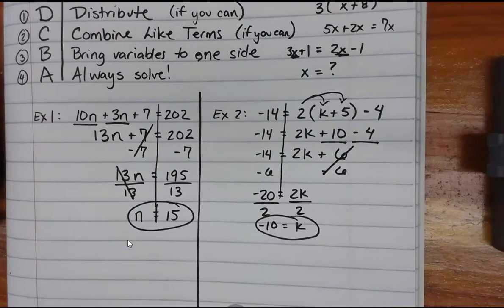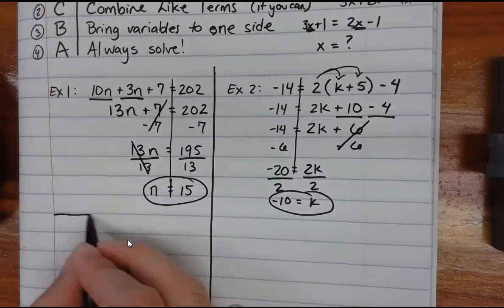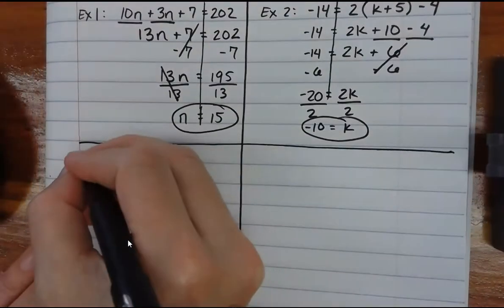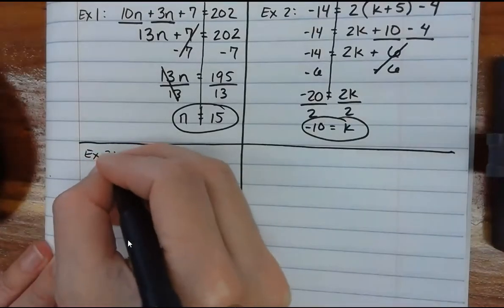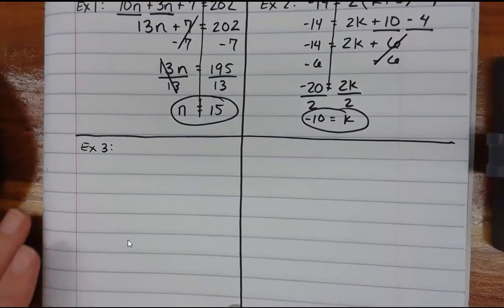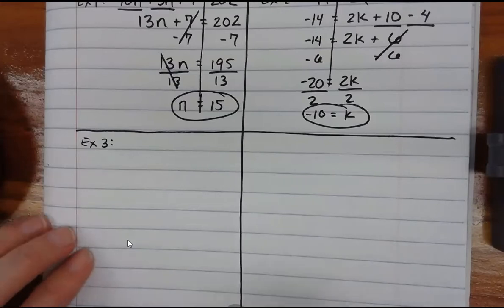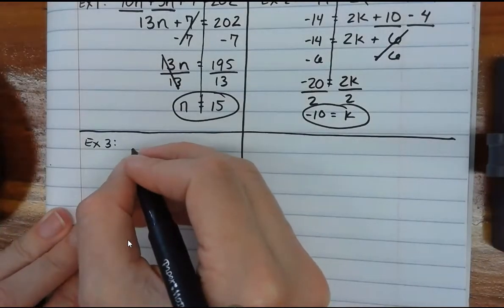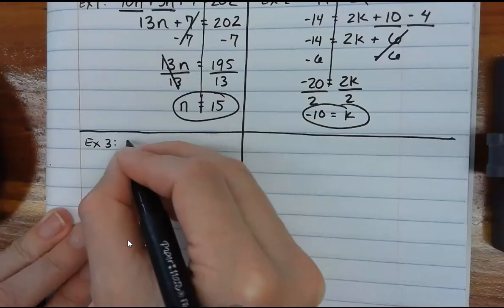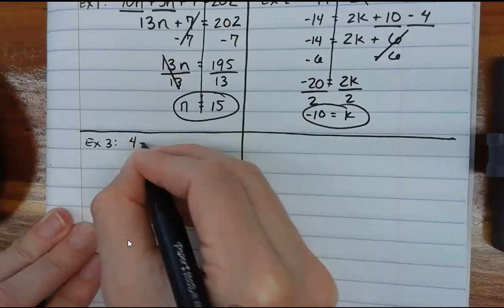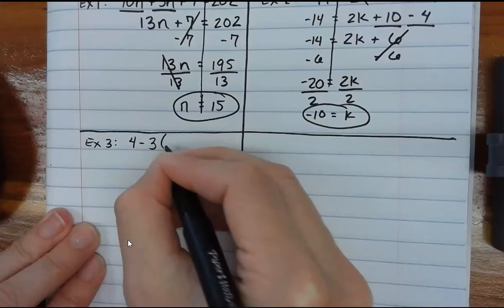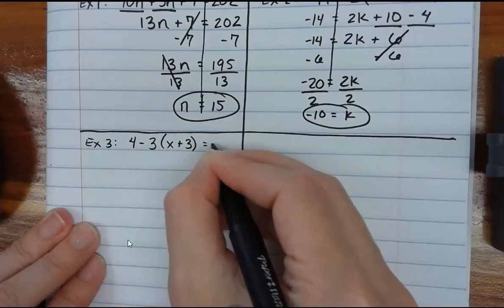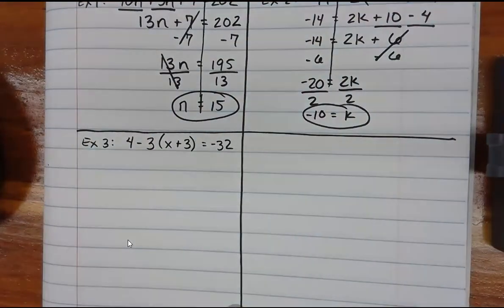All right. So let's go ahead and chop off those examples, and we're going to do example number 3 down below here. Remember, we want room for 5 examples. I hope we'll be able to fit them on here. So example number 3 is going to be a problem that looks like this. We've got 4 minus 3, and then x plus 3 in parentheses, is equal to negative 32.